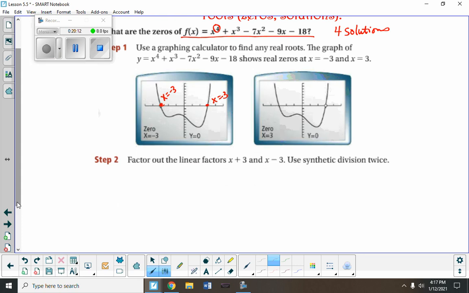And even though we don't have any factors right away, we know that if minus 3 and 3 are roots, then the factors would be x plus 3 and x minus 3. So to find the other ones, we don't have to do the p over q. We can use a negative 3 and a 3. So let's go ahead and do that. We're going to divide 3 in.